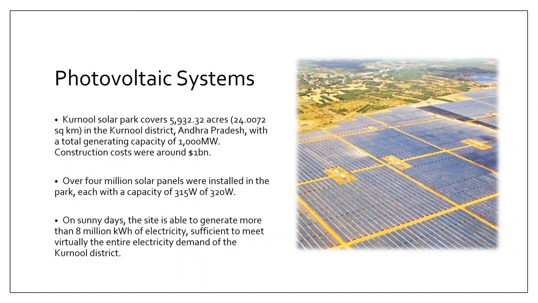Okay, we continue with PV systems. The next one is the Kurnool Solar Park. It's 5,932 acres, about 24 square kilometers, and it's in the Kurnool district, Andhra Pradesh. So that's in India, right? They have about 1,000 megawatts of construction, about $1 billion. So 4 million solar panels are there.